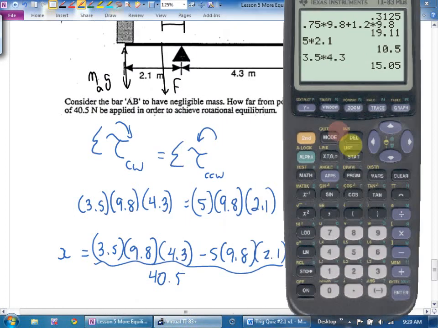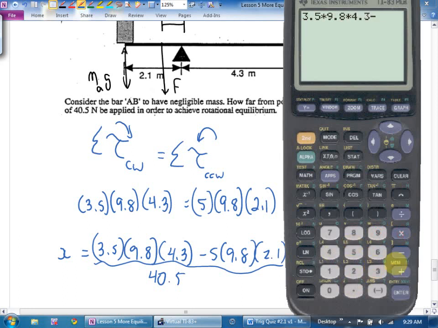3.5 times 9.8 times 4.3 minus 5 times 9.8 times 2.1, divided by 40.5. 1.1? By the way, what could my answer not be bigger than? 2.1, so there's built-in error checks as well. 1.1 seems pretty good, almost worked out bang even. That makes me think, I bet that's where they put it to start out to do the math. So I think I'm right.